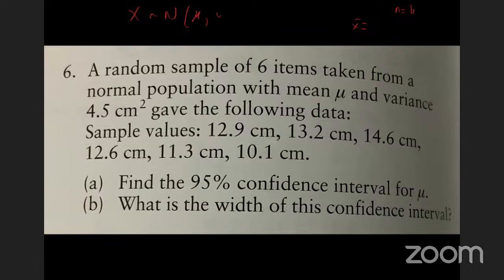Variance is 4.5. Right? The mean, what you got there, man? You got 12.45. So you have everything you need there? Hurry up.